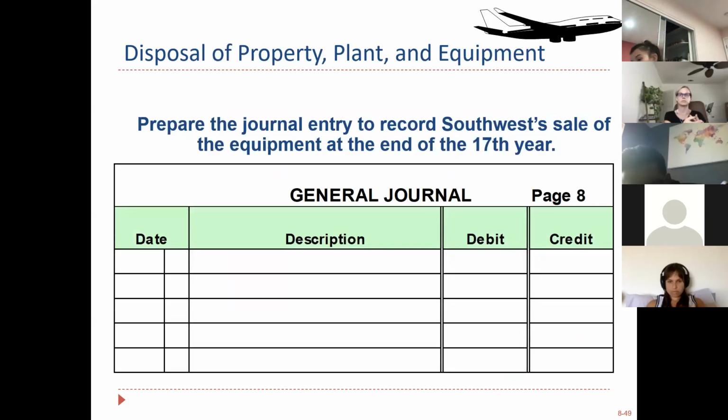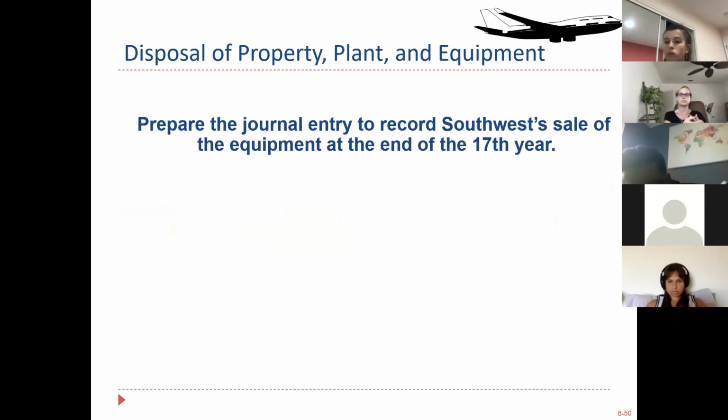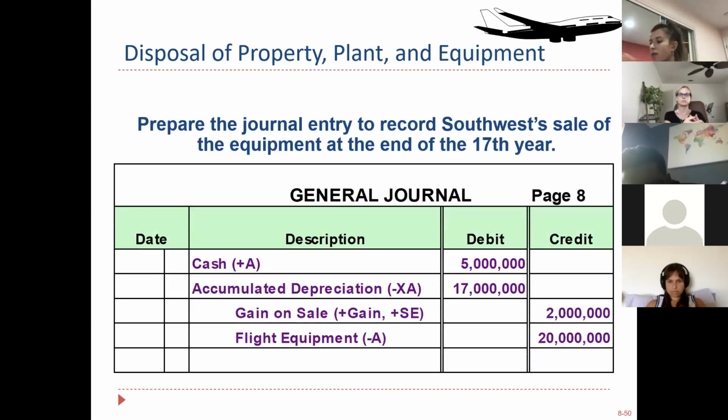What are we going to debit? Someone gave us money, right? So we are going to debit cash. We know we have to get rid of the net book value, so we know we have to debit accumulated depreciation. We know we have to credit the cost of the asset. Any difference is a gain or a loss.